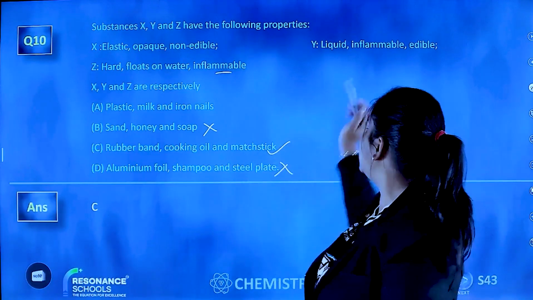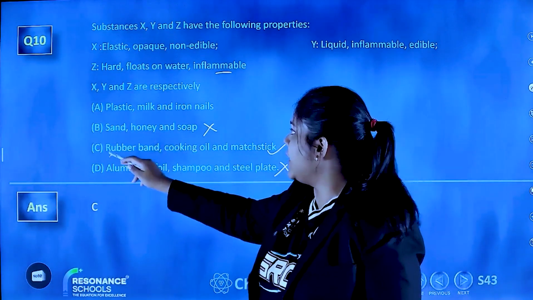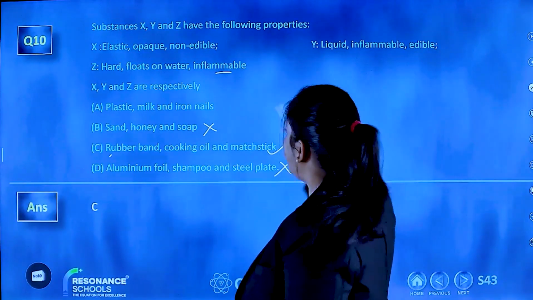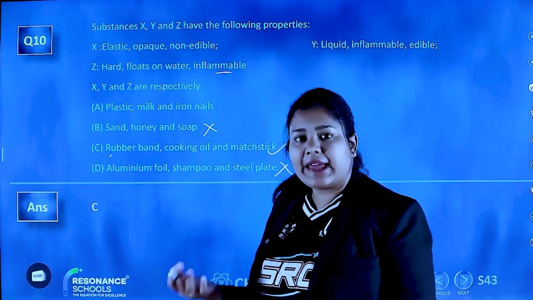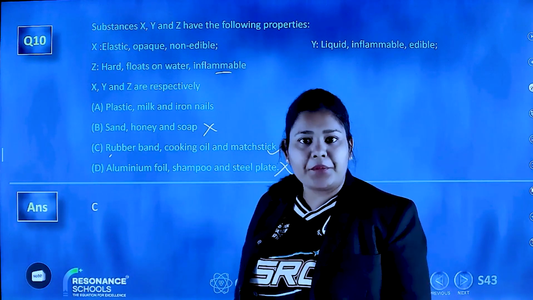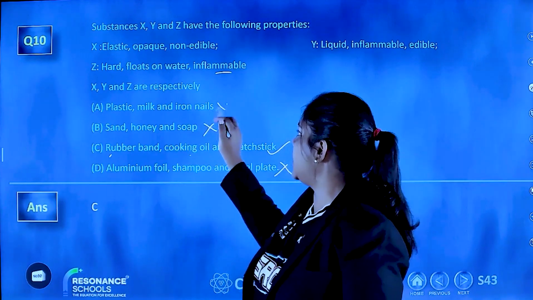Now looking at the Y. Y is liquid. So who is left? A or C left? So milk is liquid, yes. Cooking oil is liquid, yes. Inflammable. Can milk catch fire? No, milk cannot catch fire. Can cooking oil catch fire? Yes. At high temperature, cooking oil catches fire, right? So it is inflammable. So I think option A also comes out.